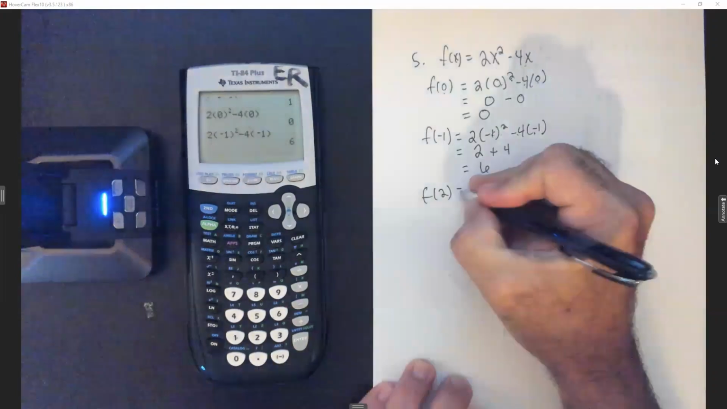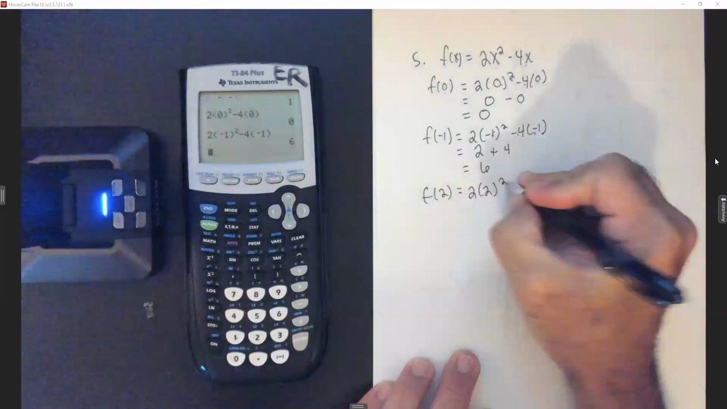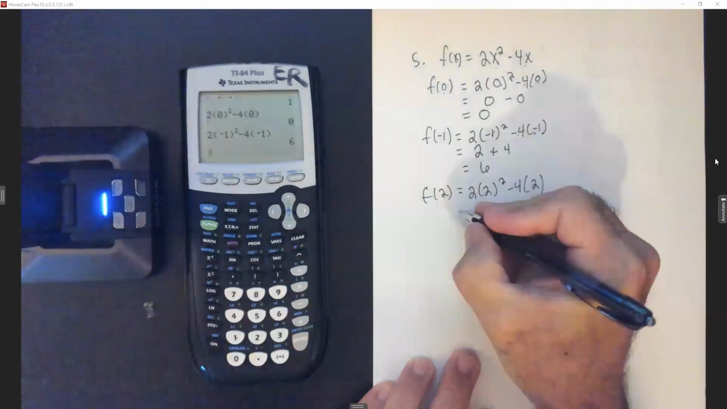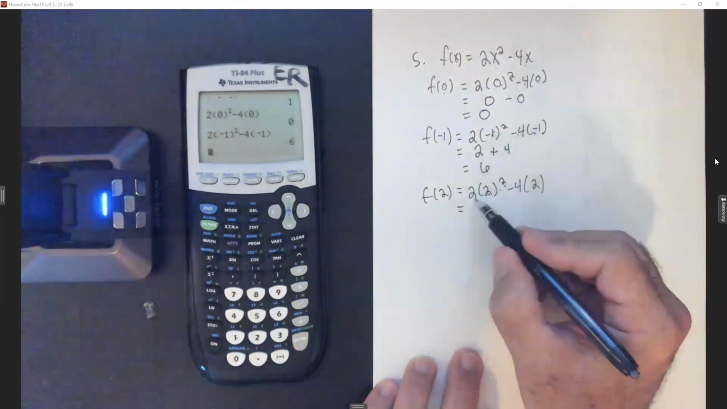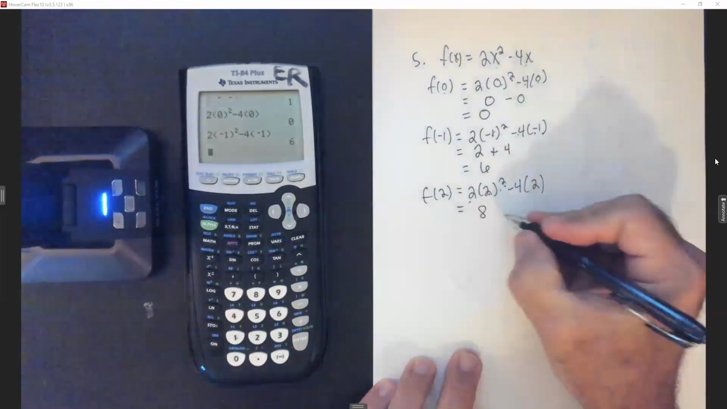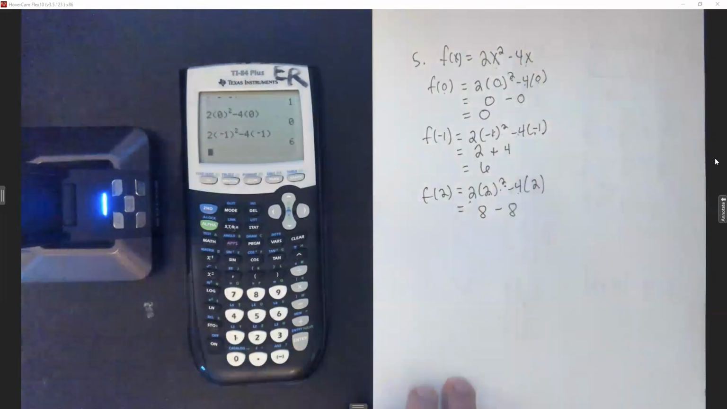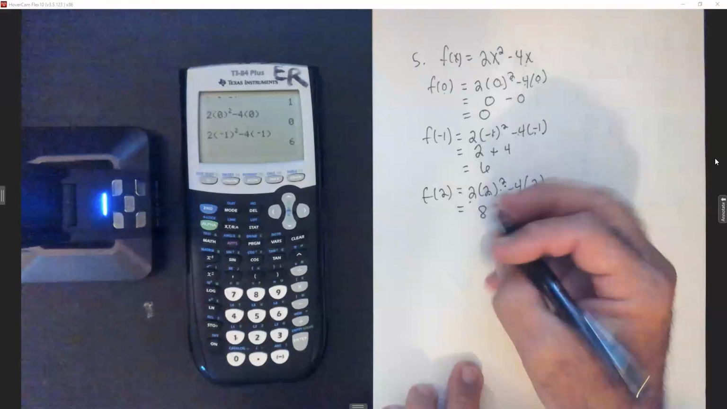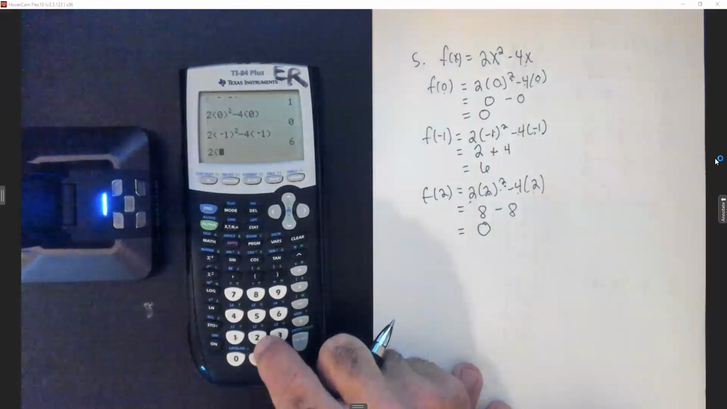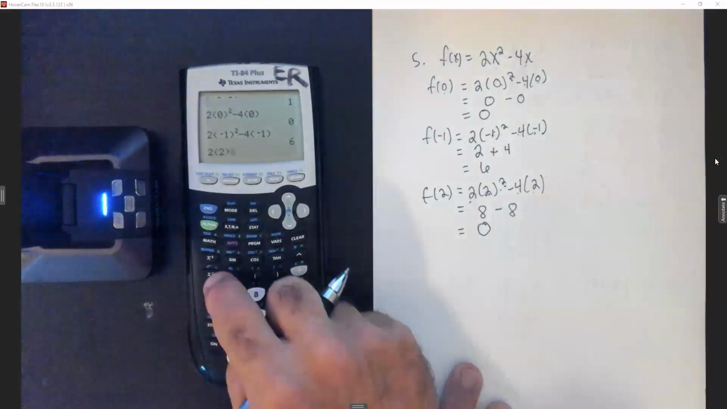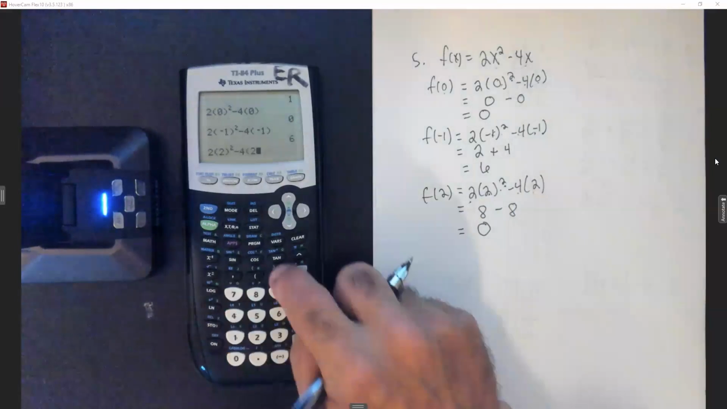Then finally, f of 2, I'm going to put a 2 in for the x's. So 2 squared is 4. 4 times that 2 will give me 8. Minus 4 times 2 is 8. And y'all look at that. 8 minus 8 would give me 0. So here we go. 2 times 2 squared minus 4 times that 2. Hit enter and we get our 0.